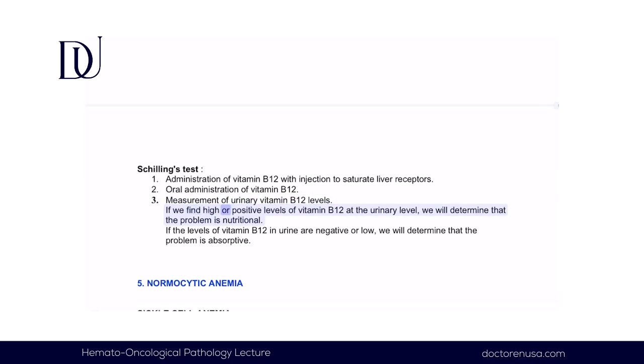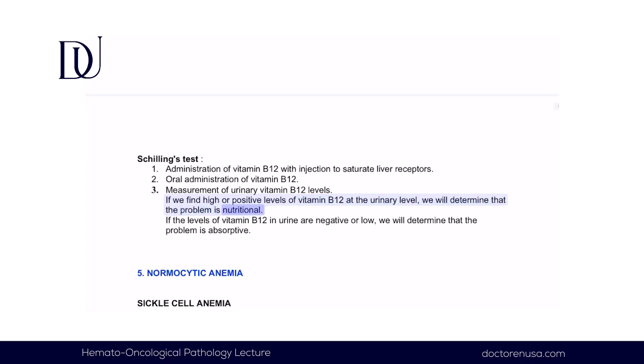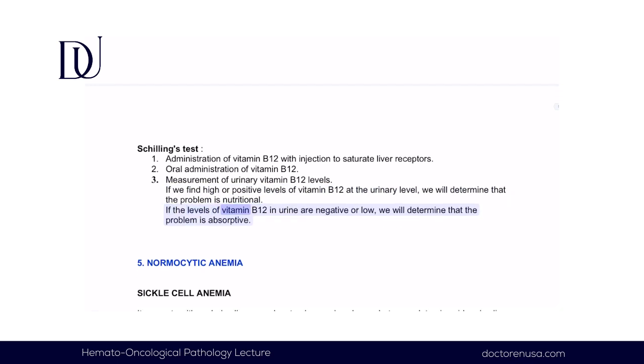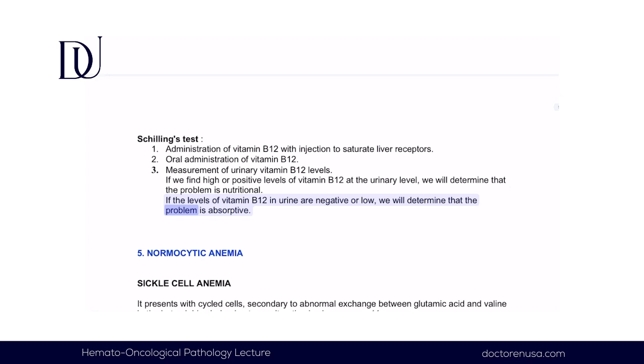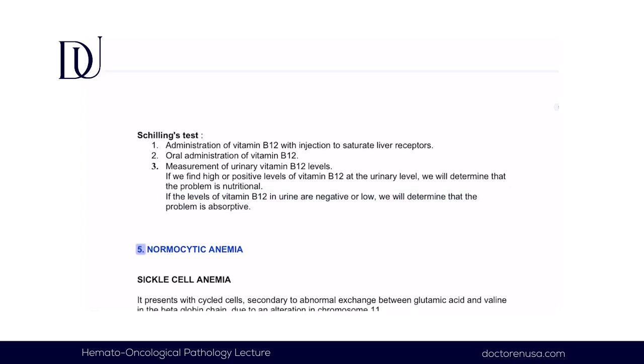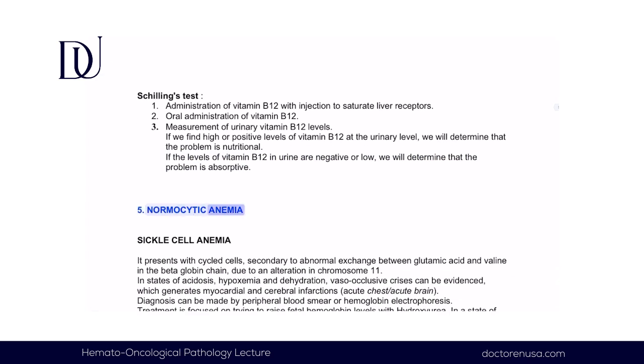If we find high or positive levels of vitamin B12 at the urinary level, we will determine that the problem is nutritional. If the levels of vitamin B12 in urine are negative or low, we will determine that the problem is absorptive. 5. Normocytic anemia.